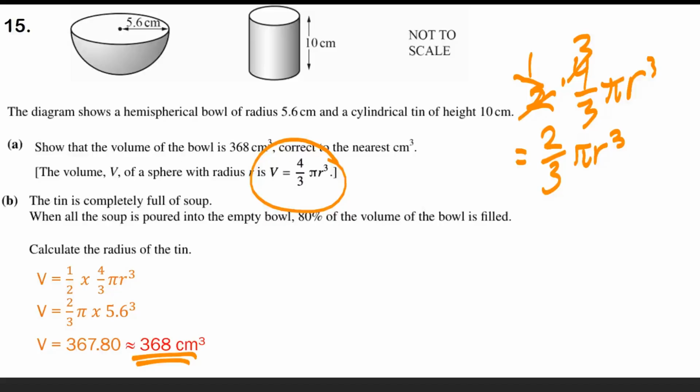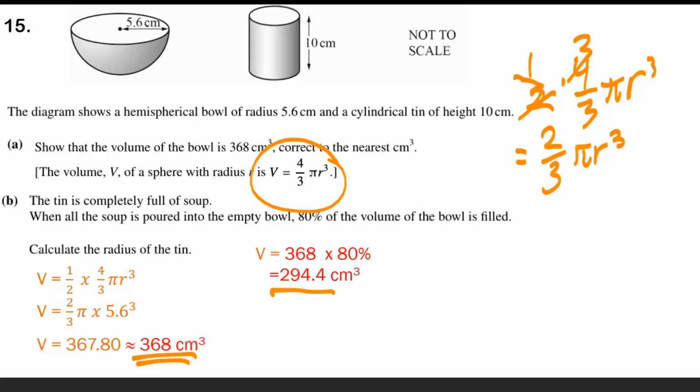Now, question letter B, find the radius of the tin when the soup is poured into the empty bowl. 80% of the volume of the bowl is filled. So get 80% of the hemisphere's volume, that is 368 times 80%, and that gives you 294.4 cubic centimeters. That is the volume of your cylinder.